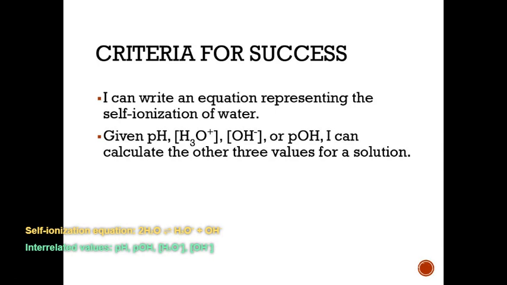Second, and this is crucial for problem solving, you need to be able to work fluently between all 4 key values: pH, pOH, and the actual ion concentrations. If I give you any one of these values, you should be able to calculate the remaining 3 using the relationships we've discussed. These criteria define mastery for this unit.